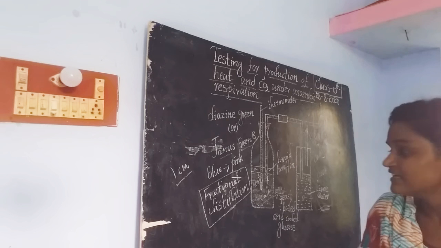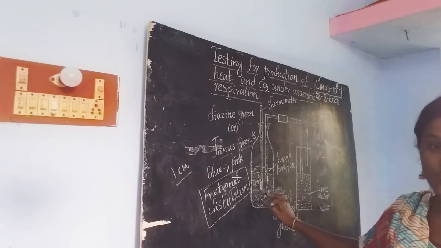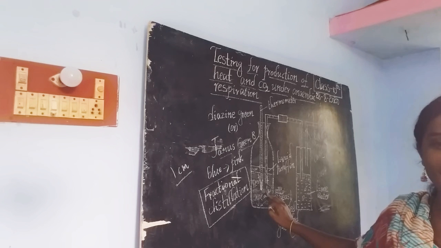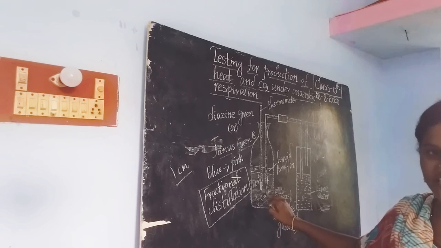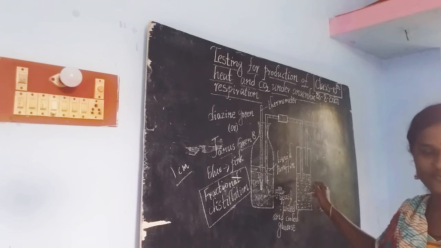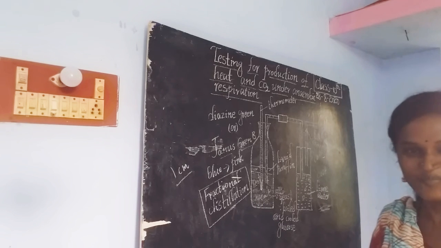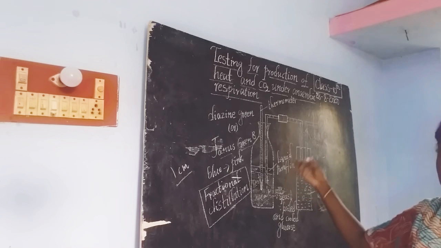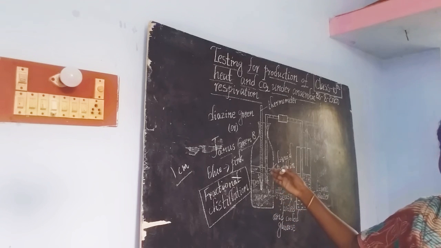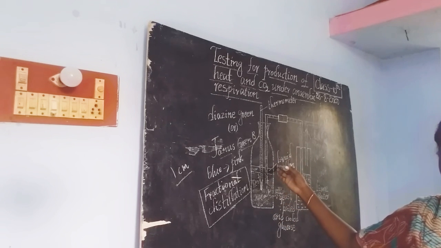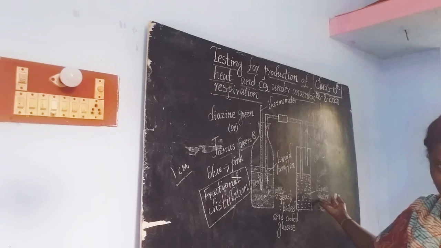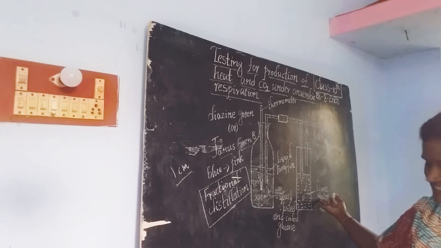It indicates that the gas produced in the glucose solution is carbon dioxide, because only carbon dioxide has the ability to turn lime water milky. Okay, that's why we are able to prove that in anaerobic respiration, carbon dioxide is released. That's why lime water turned milky. Okay, it turns into milky white.